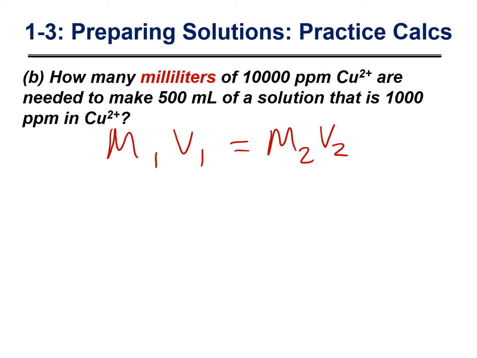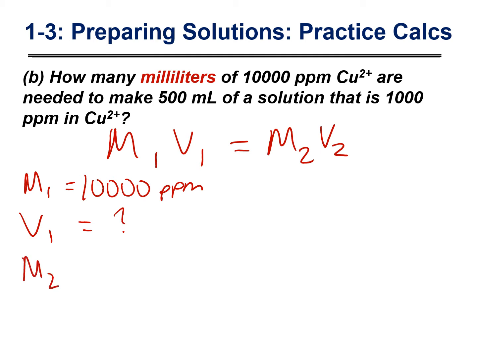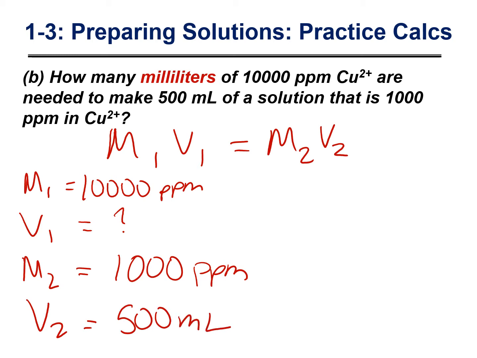Our M1, our V1, we don't know. Our M2 is 1,000 ppm, and our V2 is 500 milliliters. Because it's asking how many milliliters of our more concentrated solution do we need to make this more dilute solution that consists of 500 milliliters and 1,000 ppm.